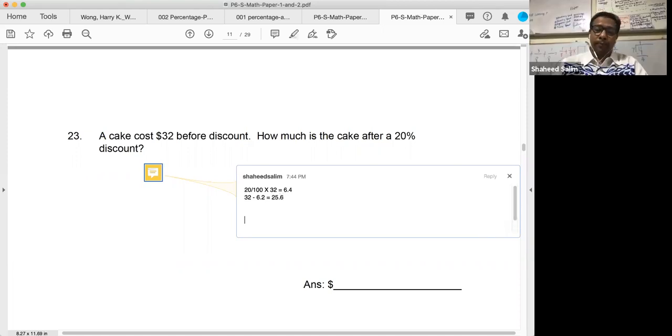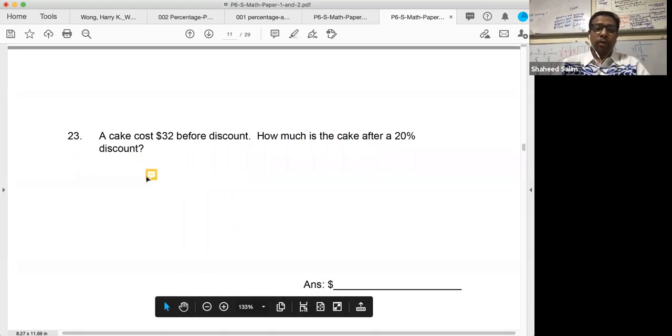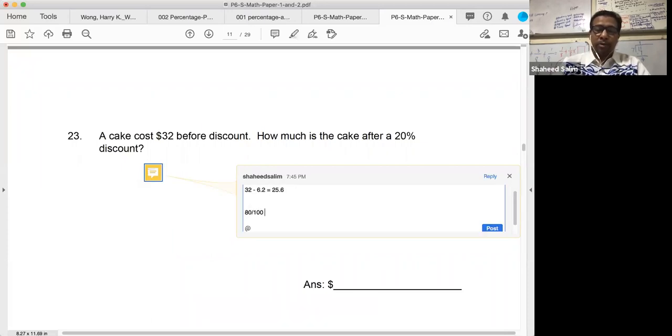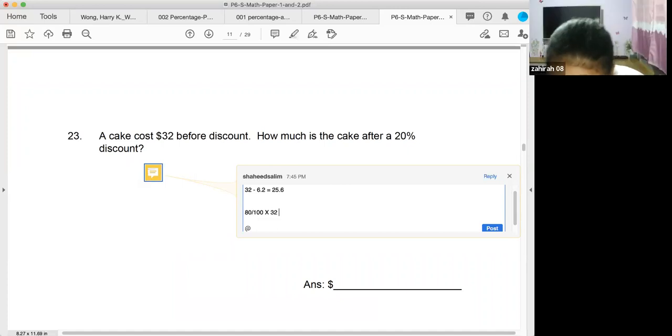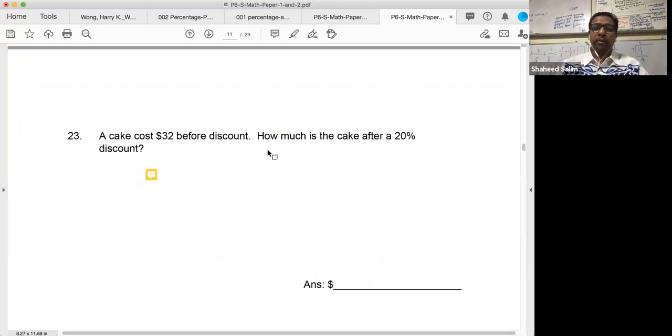Or you can do another way. So maybe Shafika says, oh, the cake originally 100%. Now after discount, there's 20% cut. So now it's 80%. So you take 80% out of 100, times by 32, you can get $25.60 straight. Up to you. Whichever you prefer, you can use that method.